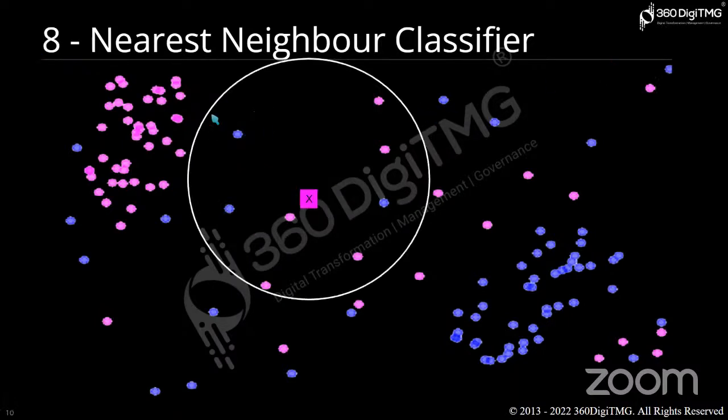Similarly, we keep on increasing, and at last we are taking 8 nearest neighbors. Here we are seeing 3 blues and 5 pinks, so it became pink again. So you will have to choose the number of k values very carefully, because according to this only your category, your class, will be chosen.